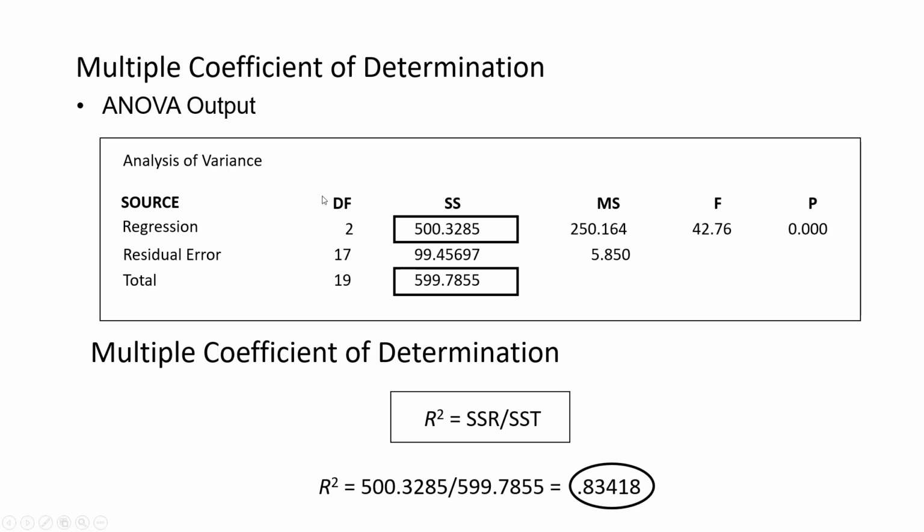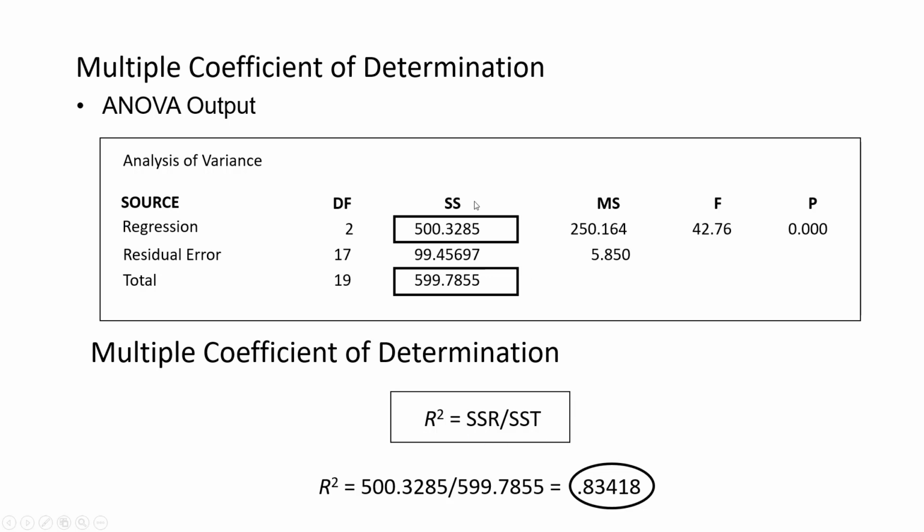I have already explained the sum of squares and the degrees of freedom. Our p-value is 0.0, which is lower than the level of significance, so we will reject our null hypothesis. When the p-value is greater than alpha, we will not reject H naught. In that case, we will accept H naught. And this is the coefficient of determination. Excel already calculated the coefficient of determination.